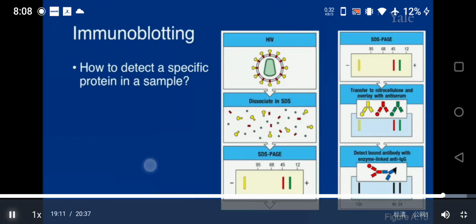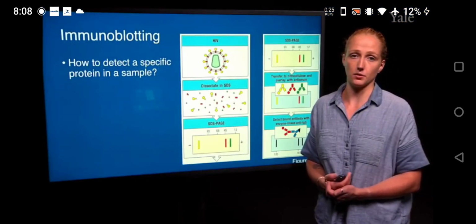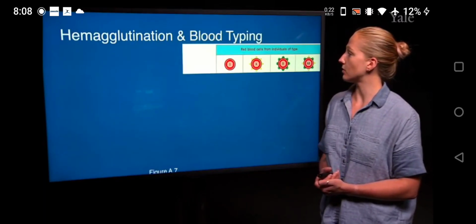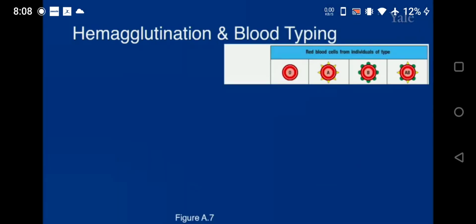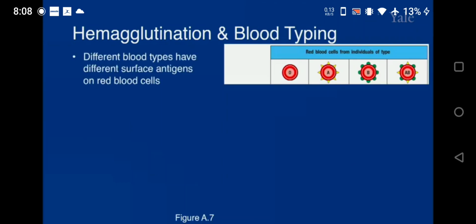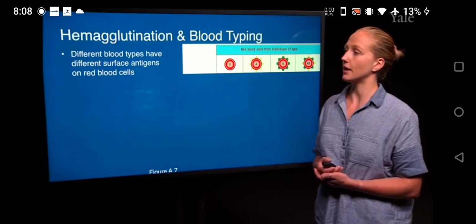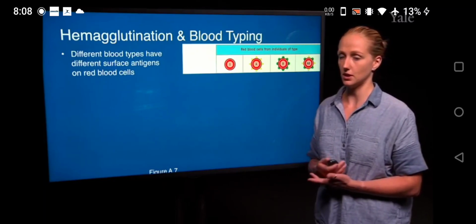Now, monoclonal antibodies can also be used to test for blood typing. Humans have 4 different types of red blood cells, called O, A, B, and AB, based on the different surface antigens that they have on red blood cells. For a variety of reasons, it's important to know your blood type. Medically, the ideal way to get a blood transfusion, if you need one, would be to get similar blood types.